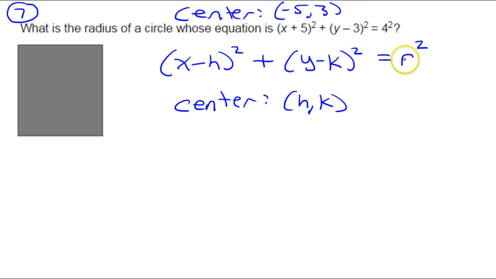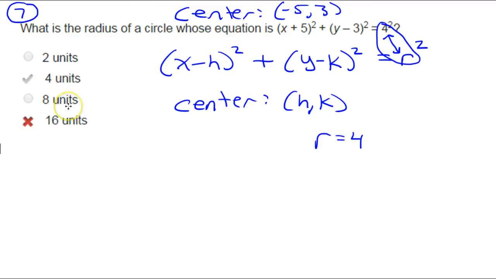Now the radius is the thing that's being squared. So the radius is not 16. The radius is 4. Okay, because it's the radius squared. This is 4 squared. The radius is 4. Okay, that's why this is the answer.